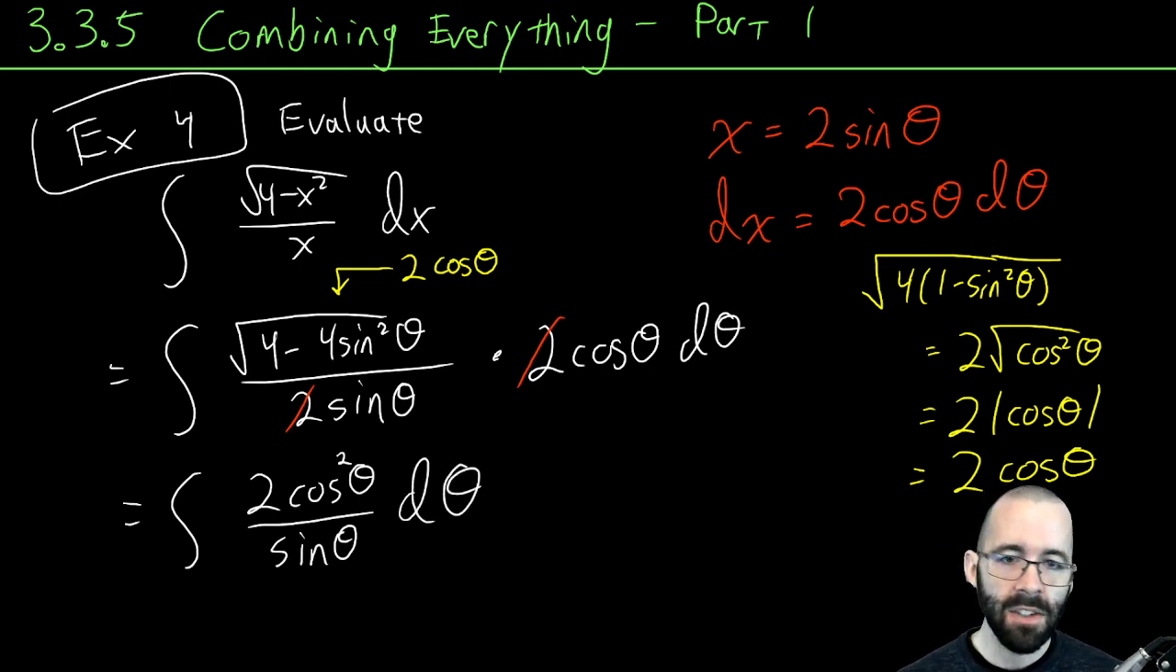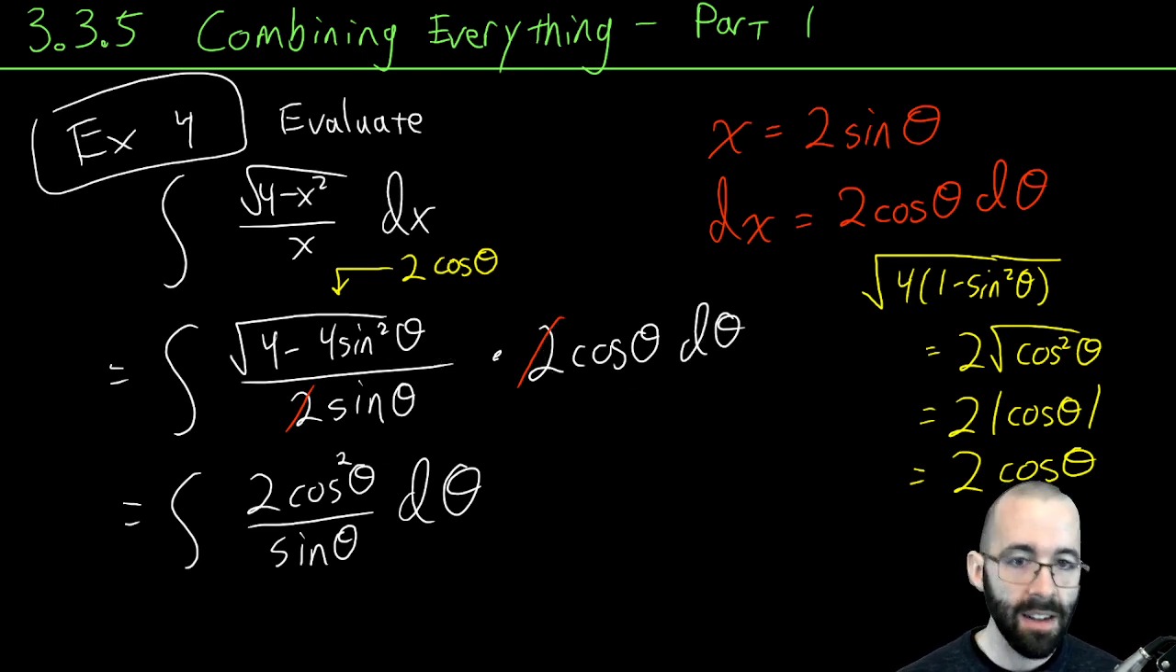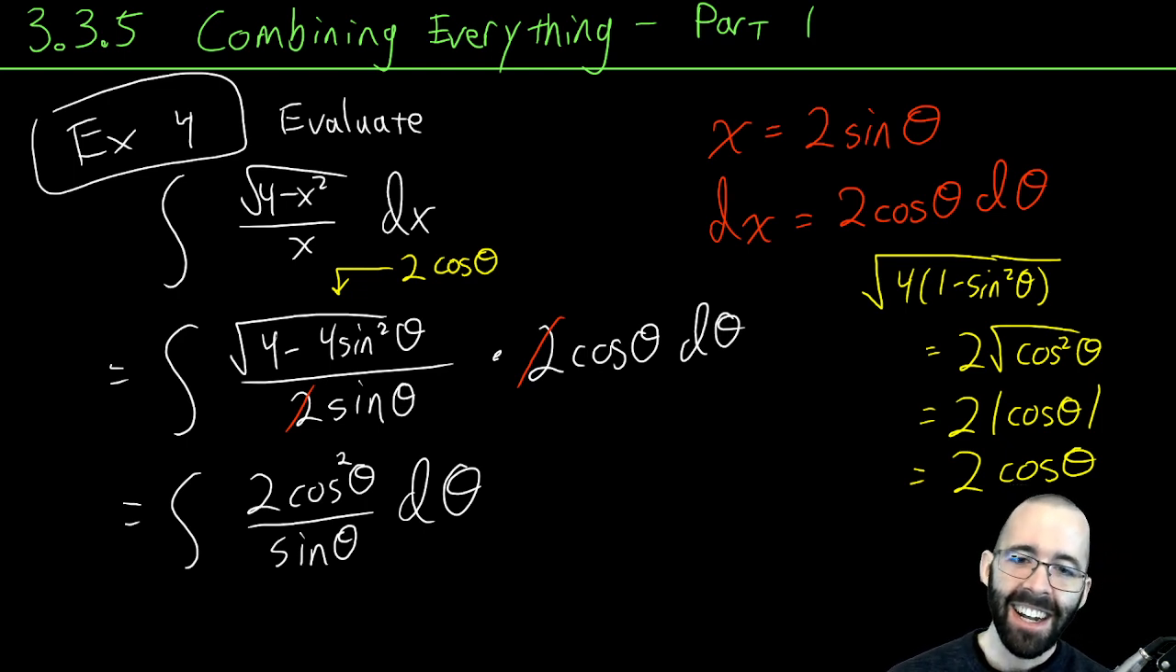Don't write this as cotangent. Cosine over sine is cotangent. Don't do that. This is a u substitution. Wait. Oh, maybe it's not. I thought it was a u substitution. Not yet. It's not a u substitution yet. But one of the things that we could do is put everything in terms of sine. If we put everything in terms of sine, I think it works out pretty nicely.